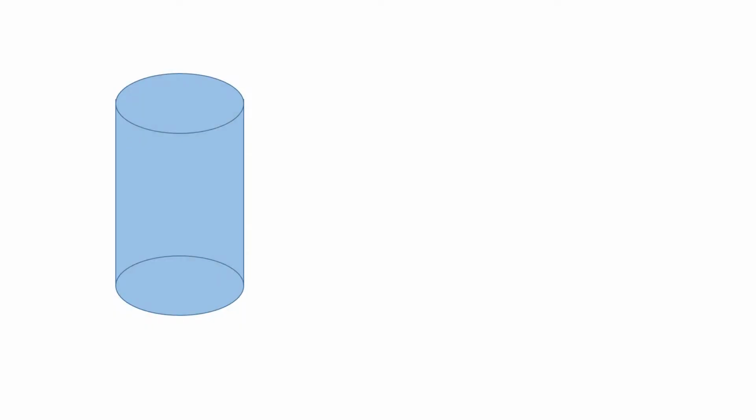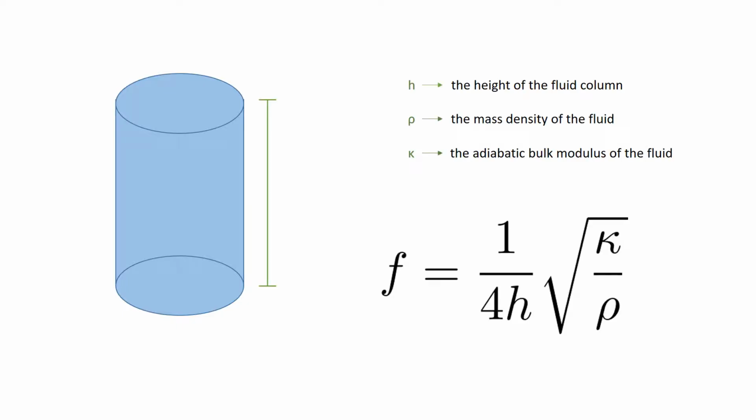So, why does this happen? Let's take a look at the physics. A cylindrical column of fluid will resonate at a natural frequency determined by three physical properties. H, the height of the fluid column, ρ, the mass density of the fluid, and kappa, the adiabatic bulk modulus of the fluid. That's a measure of how compressible the fluid is. The higher the bulk modulus, the harder it is to compress.